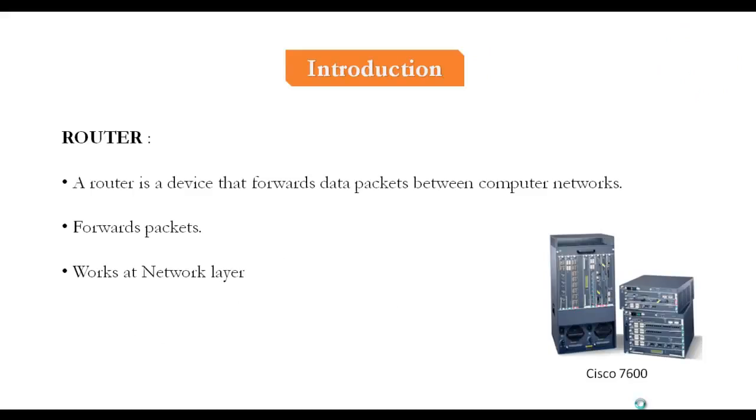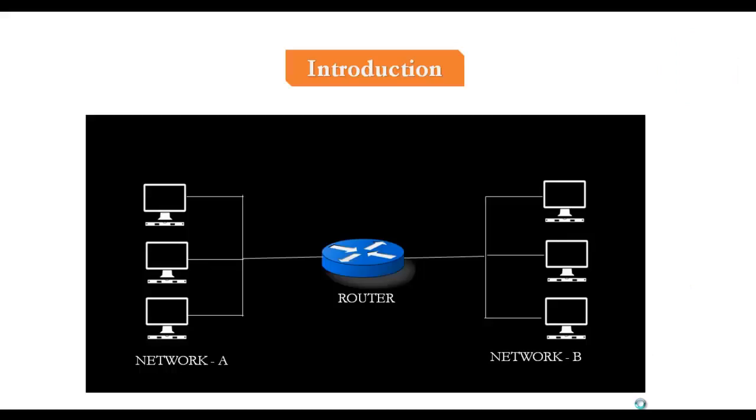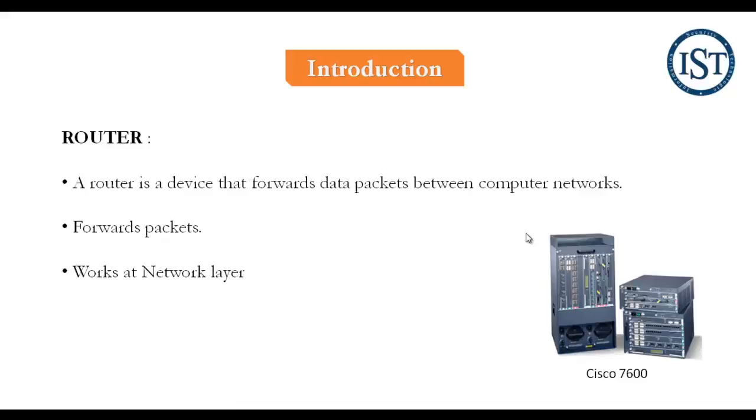To start with, a router is a device that forwards data packets between computer networks. In other words, a router is a device that is used to connect two or more networks and moves data from one network to another network. The primary functionality of a router is to forward packets from one network to another, and these routers work at the network layer. In this presentation, this is the Cisco 7600 Edge router.